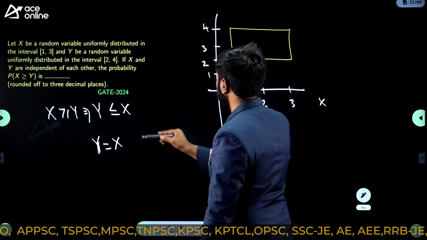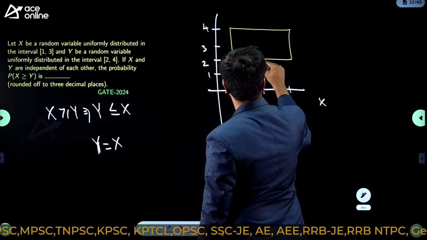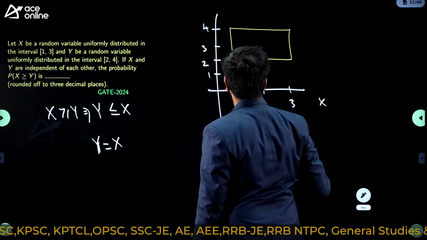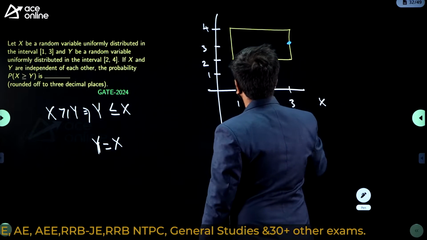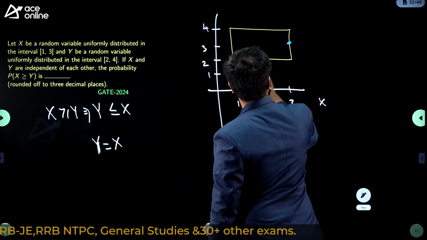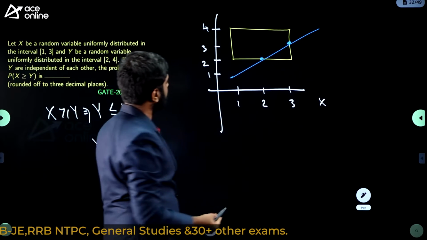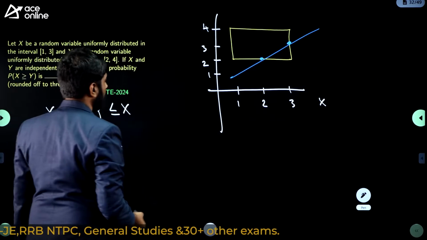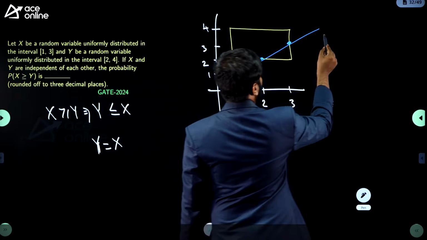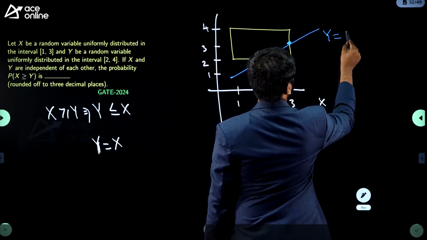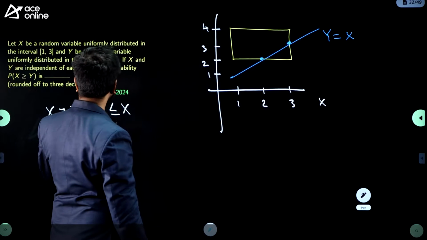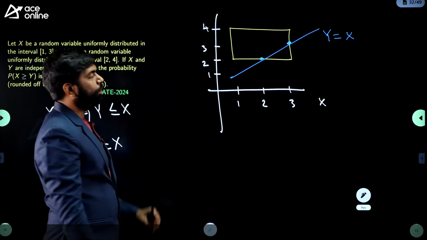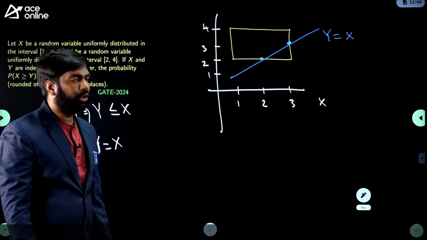Since y is x, you can take points like 2 comma 2. This is 2 comma 2. Let's say this is the point 3 comma 3. So this is how it looks, a rough graph I have drawn. This line represents y equal to x. But what is the region we want? We want y less than or equal to x.